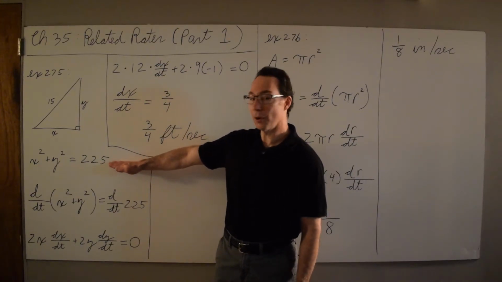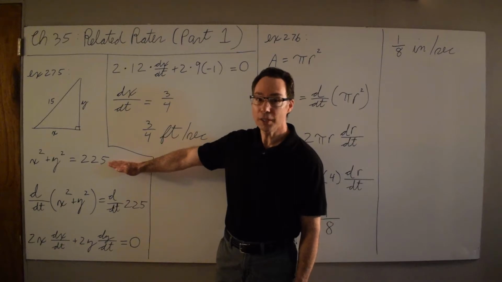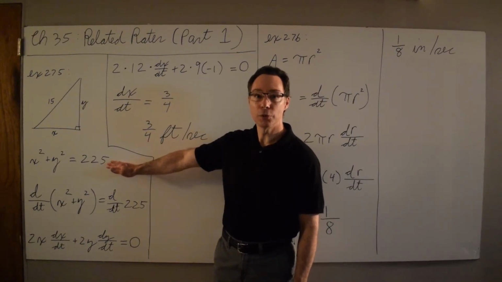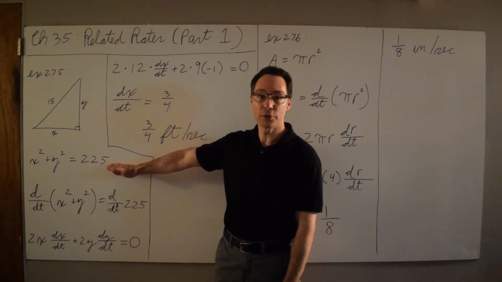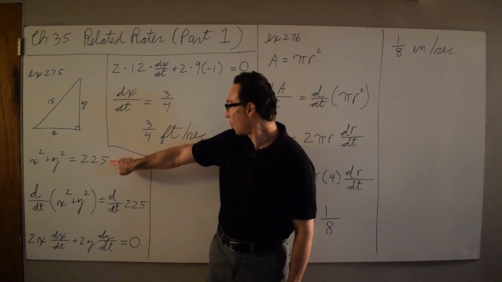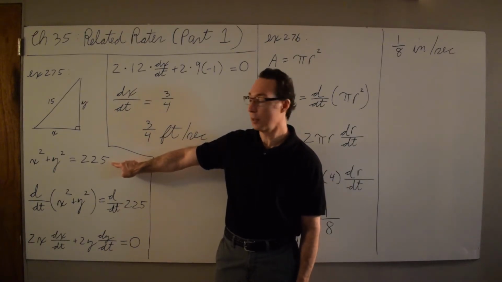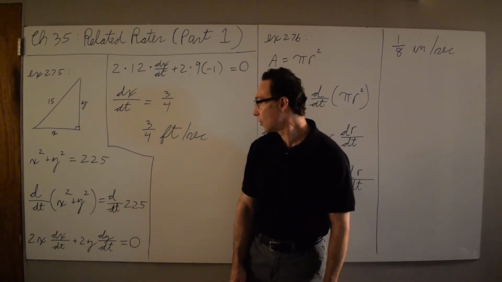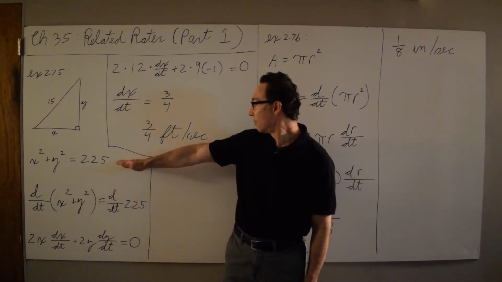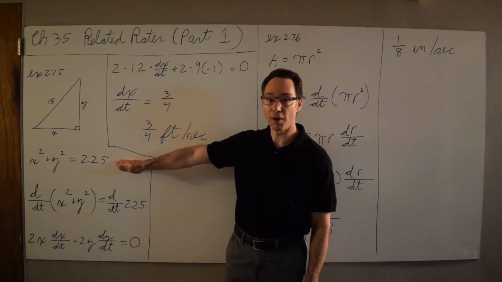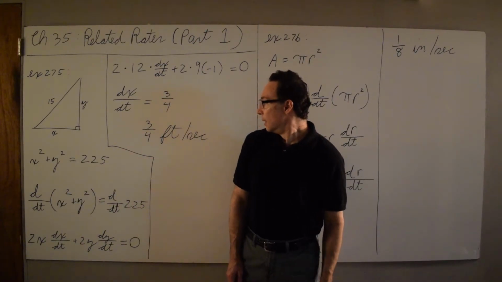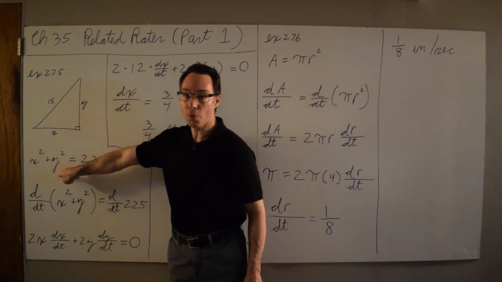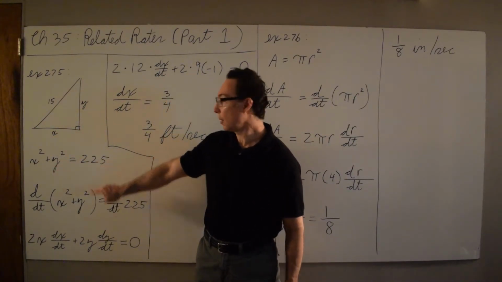The hardest part typically about a related rate question is writing this equation. Working with the equation once you have it is usually less difficult than finding the equation in the first place. This is usually the hardest step in a related rate problem right here. For this particular example, not so much, but when we get to the harder examples, you're going to see finding this equation is usually the hardest part. So, here it's just a matter of using the Pythagorean theorem. x squared plus y squared is equal to 15 squared.